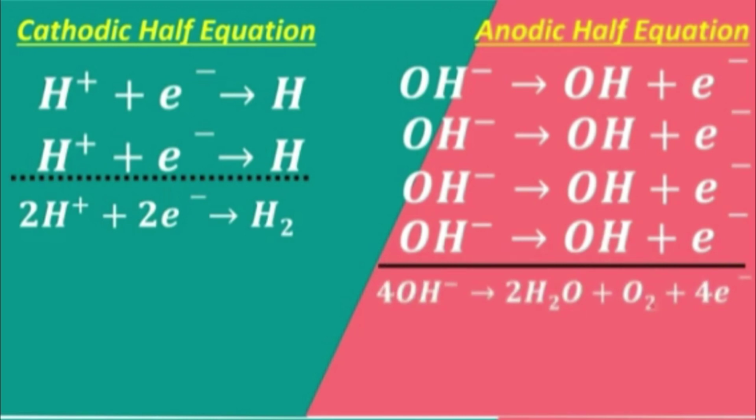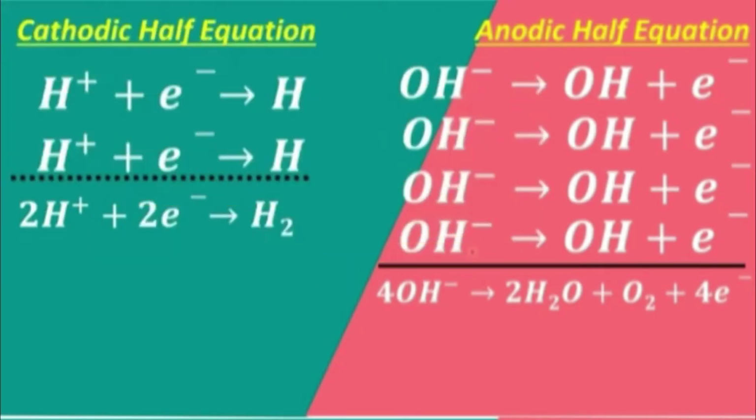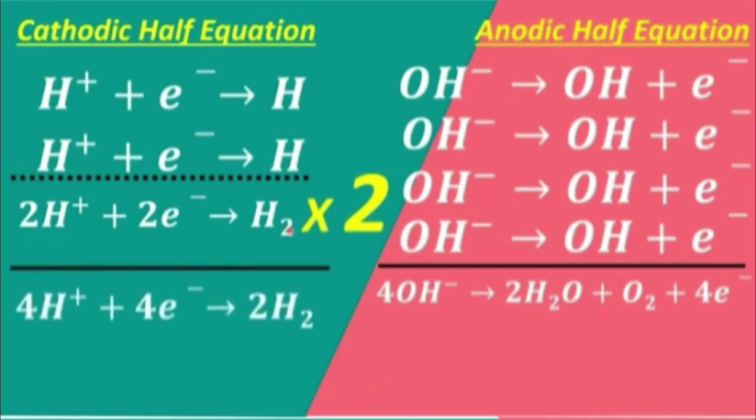You can see clearly that my left cathodic or reduction reaction is not balanced with my right anodic or oxidation reaction, because of the difference in electrons. Electron supply must be equal to electron gain. So to do that, I simply multiply my cathodic reaction by 2 to balance the electrons. At the end of the day, I will have 4 hydrogen ions accepting 4 electrons to form 2 moles of hydrogen gas. Now the equation on the right is balanced with the equation on the left.